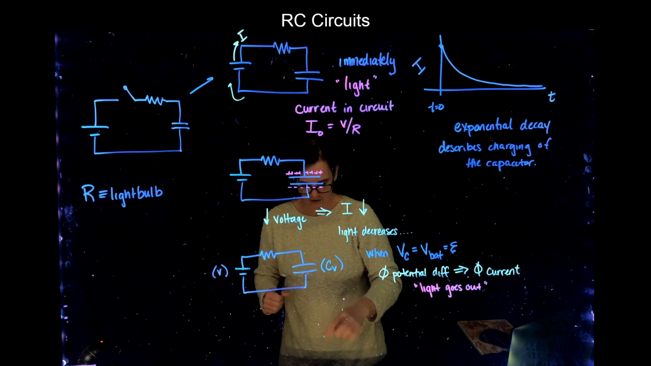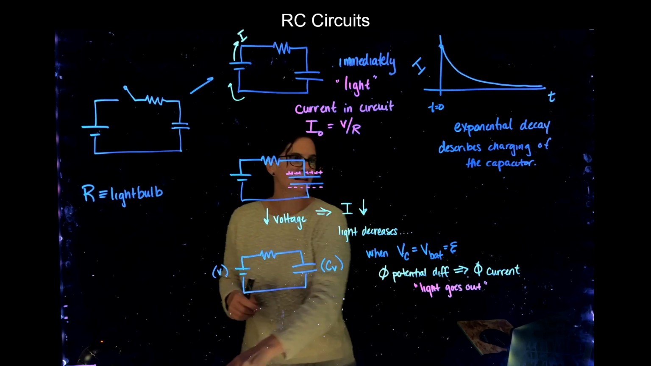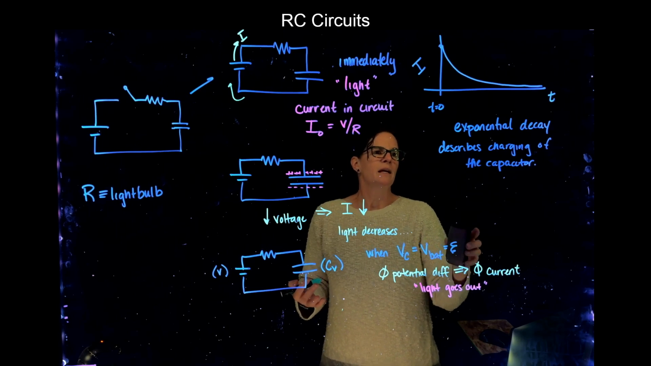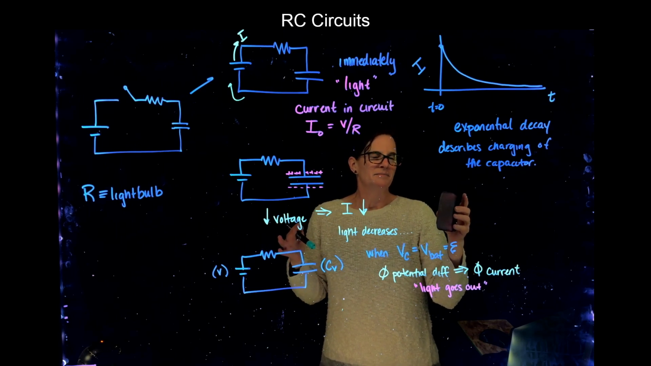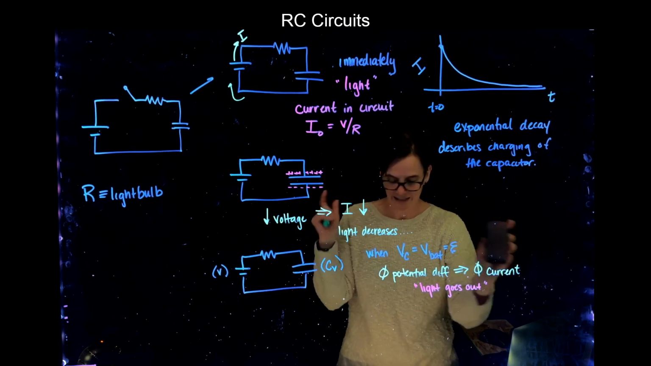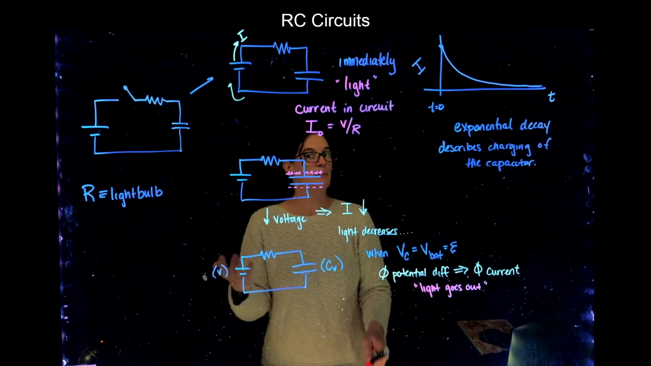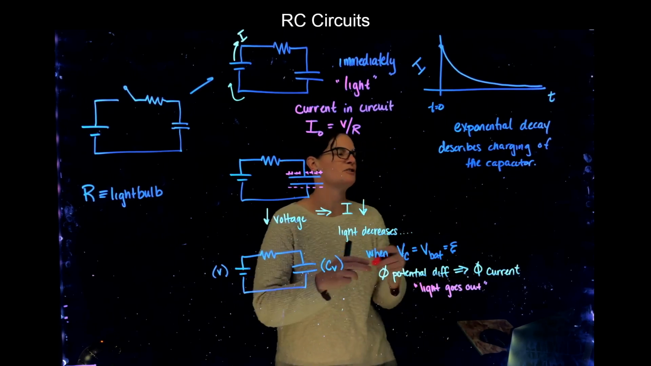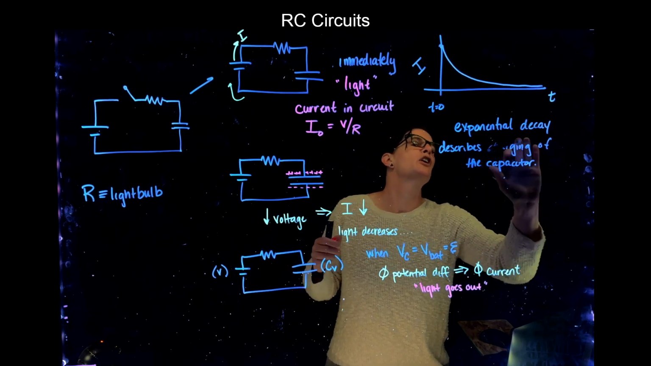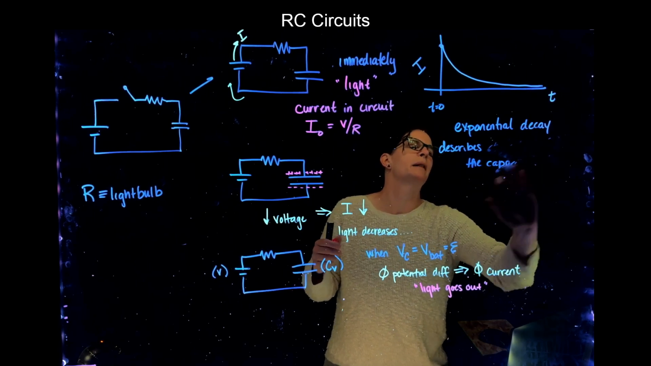This exponential decay describes the charging of the capacitor. Okay? It describes the current. That's a better way to say it, because the capacitor is actually increasing its charge. So this exponential decay describes the current. That's how we want to say it. That'll be a little clearer for us.